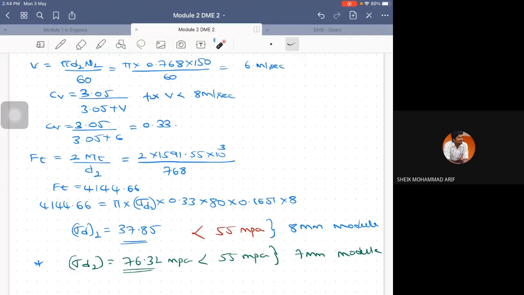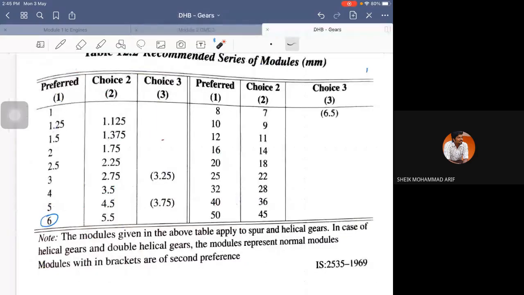Arif, go ahead. What if both the 7 and 8 give less than 55? That is what I was talking about initially. If 7 and 8 also do not meet our criteria, then you have to increase the value till your applied stress value comes less than the allowable stress value. What if both get less than 55?